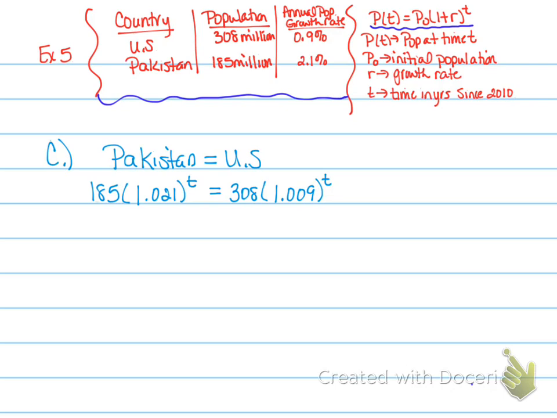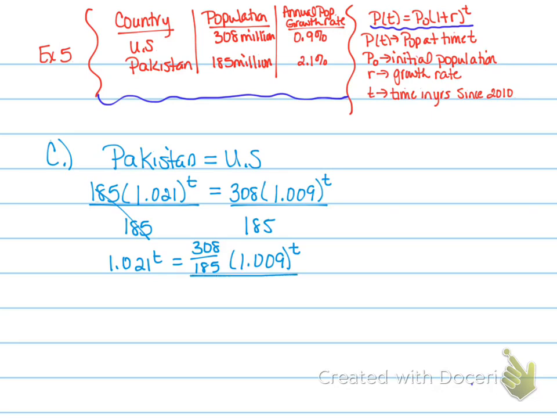And so now we're just going to solve. We've got numbers in front of both of the exponential expressions, so let's move one of them to the other side. So it doesn't really matter. I'm going to move this 185 over. So I got 1.021 to the T equals 308 over 185 times 1.009 to the T. And so now let's get the t's on the same side. This is being multiplied, so I'm going to divide by 1.009 to the t.